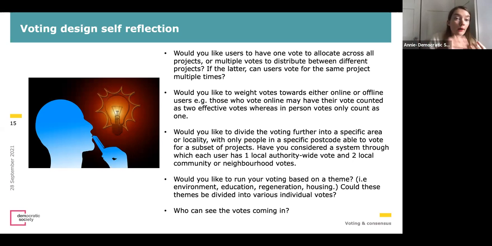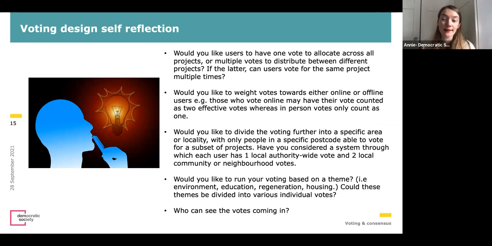Would you like to weight votes towards either online or offline? So maybe people who come to an in-person event and they do a bit of deliberation and they've got that final vote, do they get a higher weighted vote? So is it, their vote means more than an online vote? So these types of things you might want to consider as well.